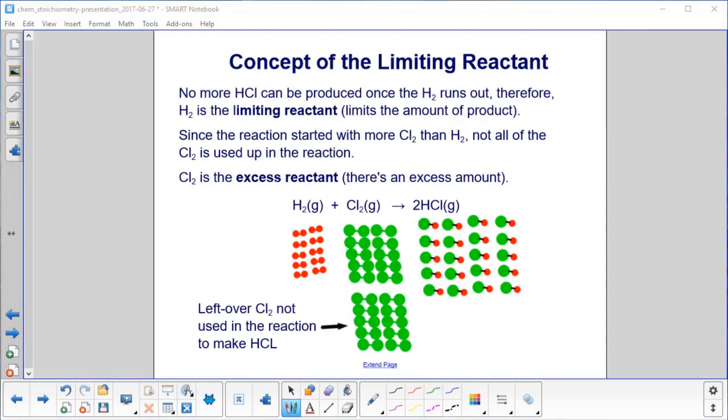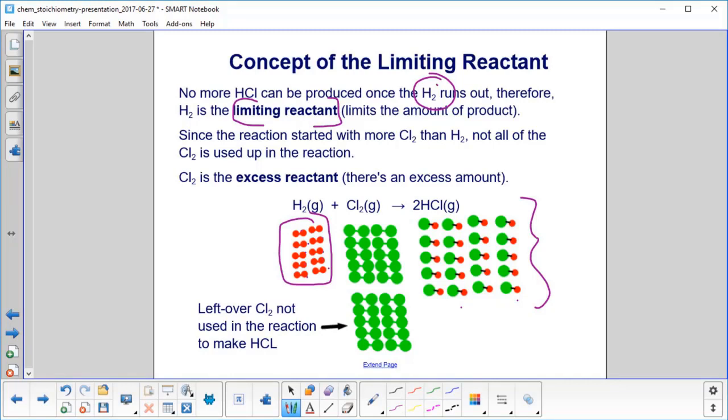No more HCl can be produced once the hydrogen runs out. Okay, that's over here. And we showed that if you count this, 2, 4, 6, 8, 10, 12, 14, 16, 18, 20 hydrogen atoms, 5, 10, 15, 20. Okay, this shows all the hydrogen are there. And we will call that the limiting reactant. It limits the amount of product.